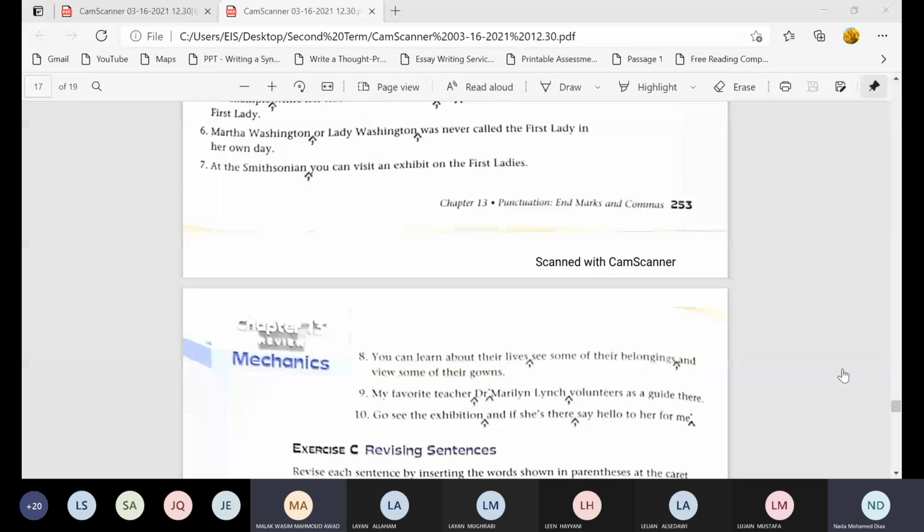Malak, do I put the ones in the parentheses? What does he want to say? He revised each sentence by inserting the words shown in parentheses. So you take the words in the parentheses. One minute, girls. One minute.